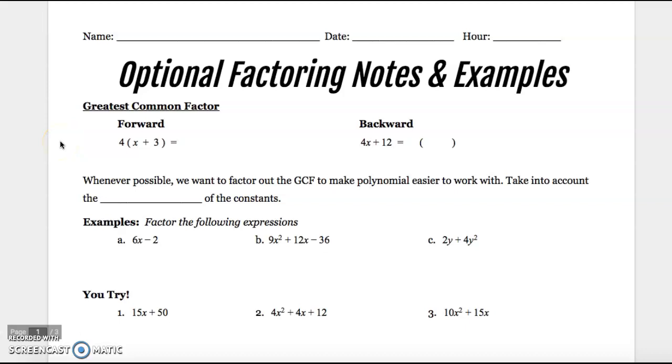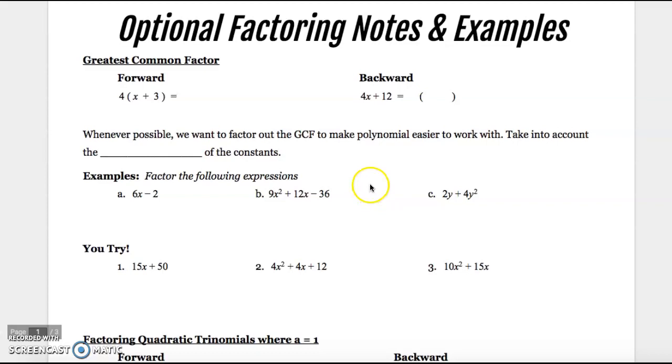Hey guys, here are some optional notes and video examples for those of you who just want a little bit more work with factoring. It is one of the trickiest skills that we try to teach you in Algebra 1 and Algebra 2, and I'm teaching you again in pre-calc, and so I just want to make sure you have every possible example to look at if you have questions. Okay, so first thing you got to look for is the greatest common factor.